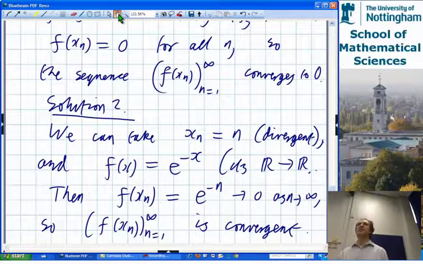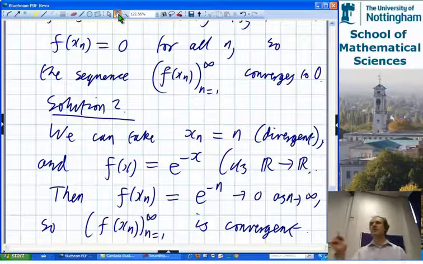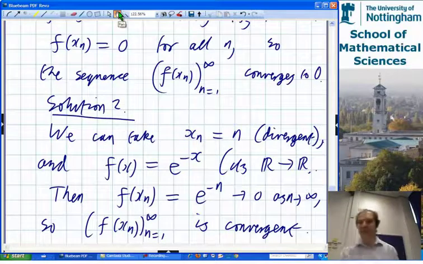So these are typical exam questions. Give an example of some things with certain combinations of properties. These come up quite often as parts of exam questions.